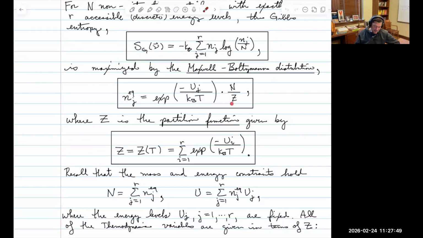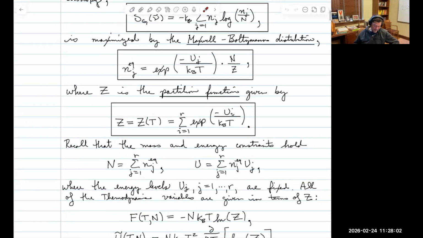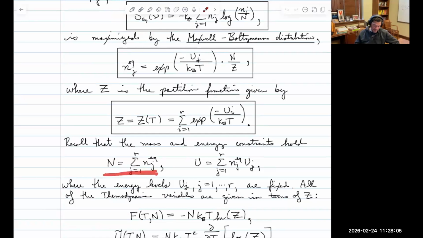So Z here is a normalization factor, and it's normalized so that if I sum over all of these energy levels, j equals 1 to r, I get exactly N. This constraint is the mass constraint, and this holds for this Boltzmann distribution. Z is our normalization parameter, and it's called the partition function. You can think about it as a function just of T, but if you think about T as a function of U and N, then it's ultimately a function of U and N as well.